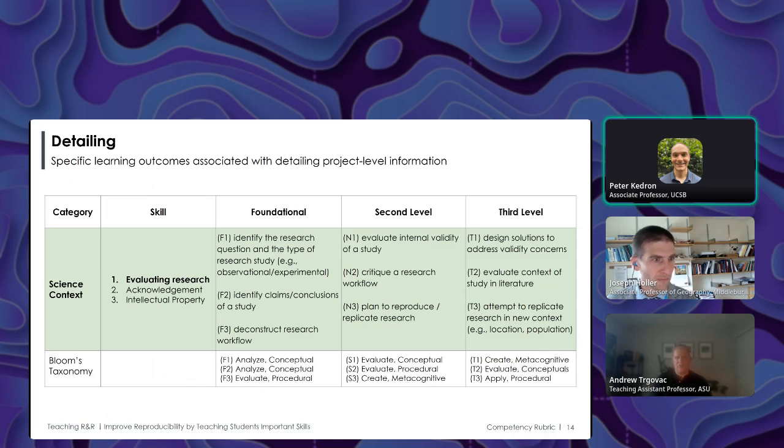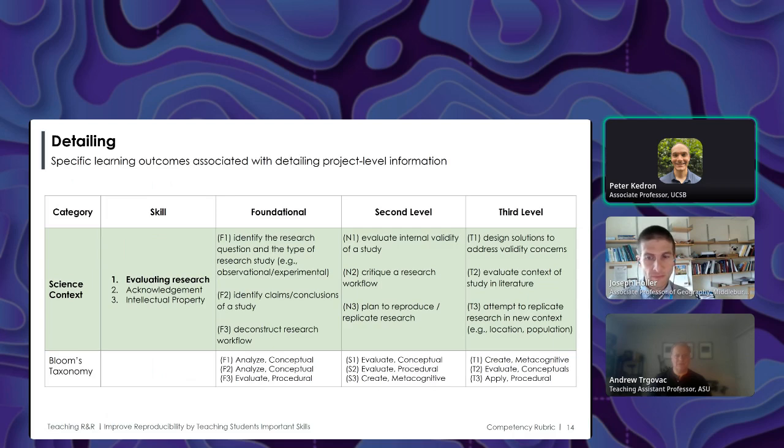So this is a compacted version from our science context column, where we're looking at the evaluating research skill, and that evaluating research skill has three foundational achievements, three second level or next level achievements, and then three third level achievements. Similarly, if we were to look at the acknowledgement column, which I didn't prepare a condensed version of, we would have different foundational, second level, and third level skills. And then, as I was talking about a second ago, each of those foundational, second level, and third level skills are matched down to Bloom's taxonomy.